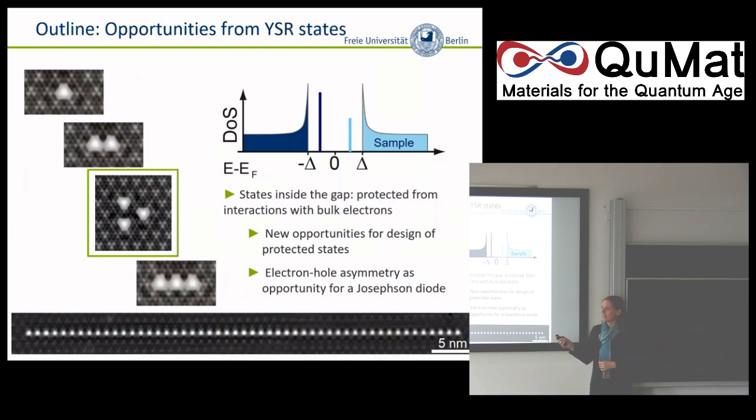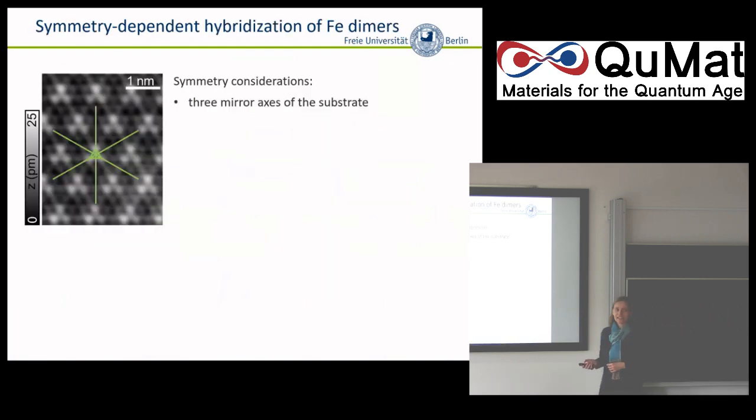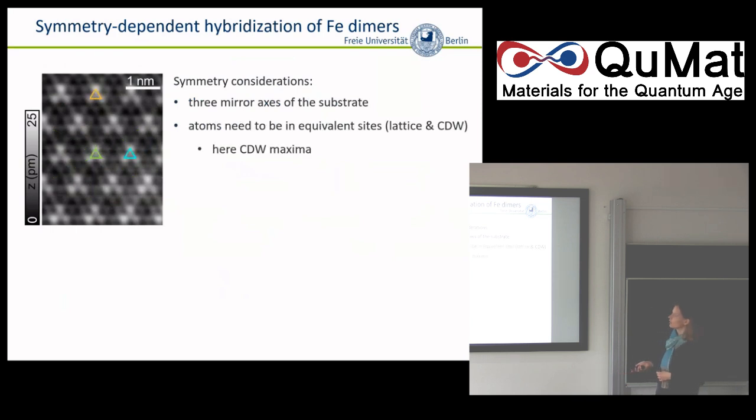So we know that we can have hybridization of states. That was the two dimers, but then we thought, let's also look at other structures, for example these triangles. And there it's important to consider symmetries. Before, I was showing you that we place an atom here, and eventually you can also place another, and this is the nearest site that we can use to have the same alignment with the charge density wave.